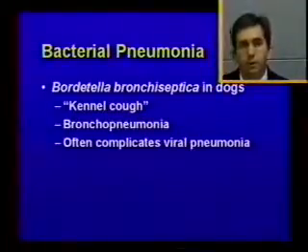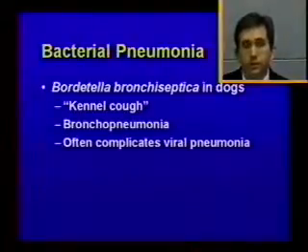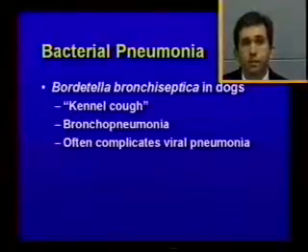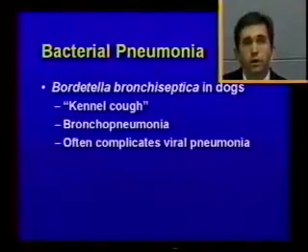Bacterial pneumonia is very important in small animals for one reason primarily, and that is it tends to predispose the animal to a secondary infection, usually with a virus. The agent that we see most commonly in dogs as this initiating bacterial infection would be Bordetella bronchoseptica. This bacterium is the etiologic agent for the condition known as kennel cough. And it also has the capacity to extend further down the respiratory tract and cause bronchopneumonia.